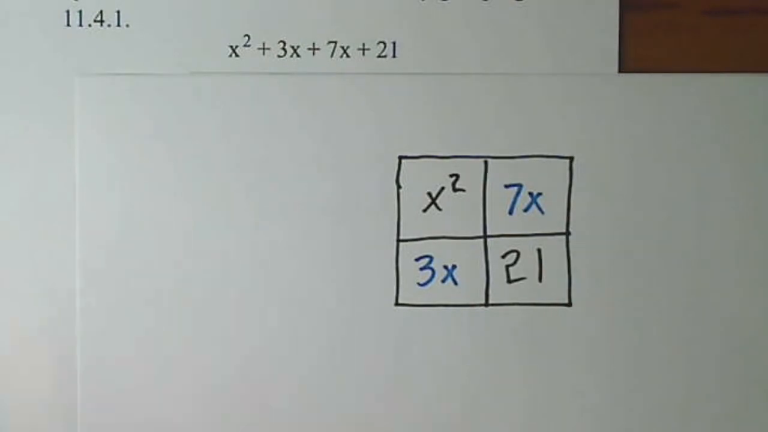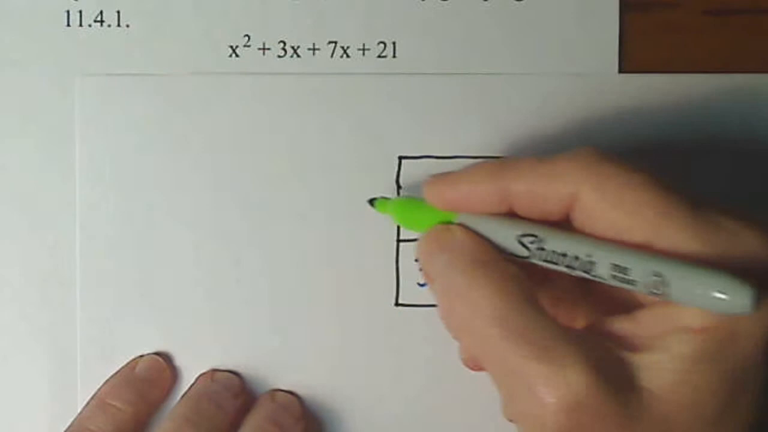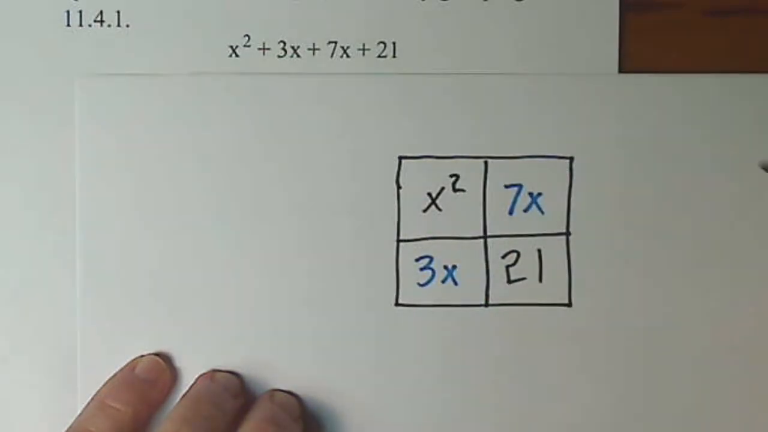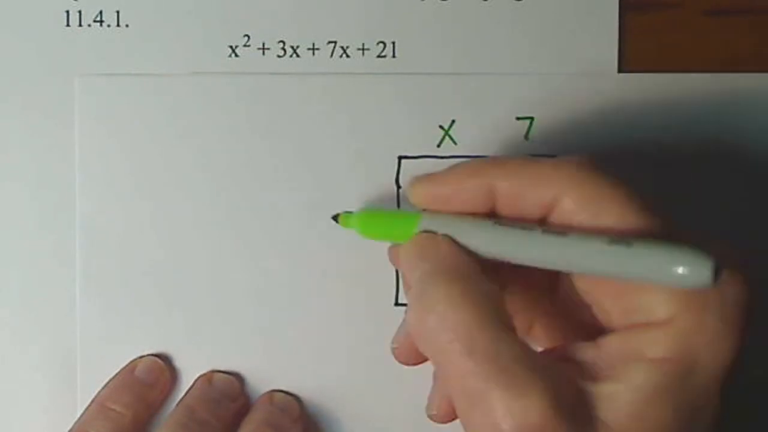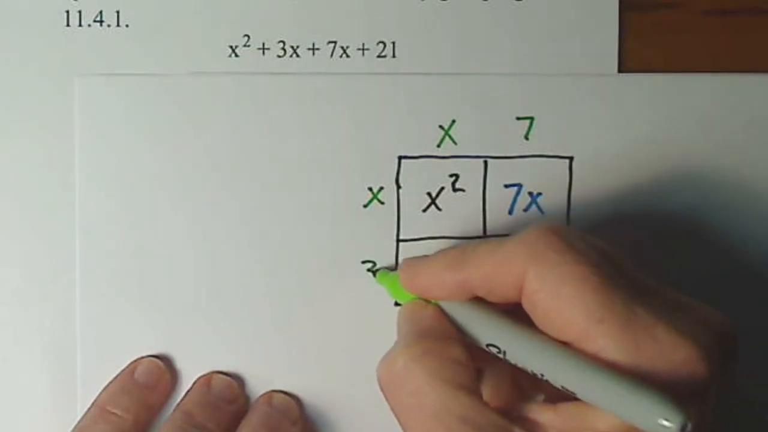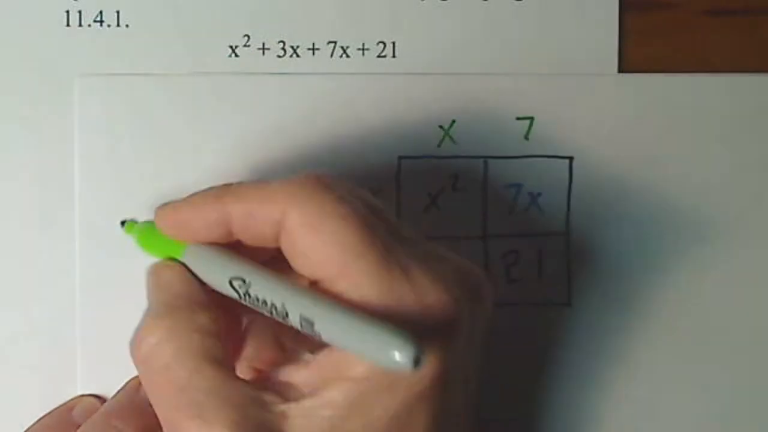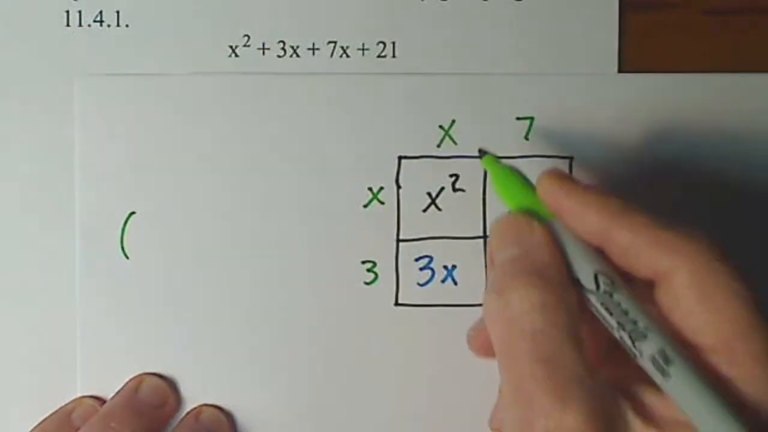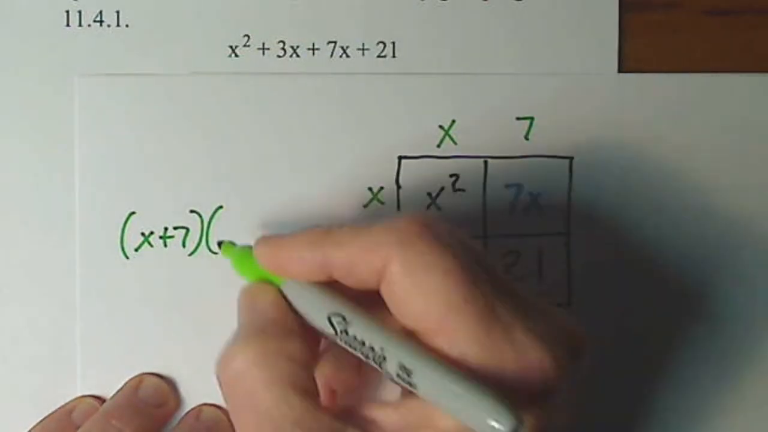And now you just look for the GCF going straight up, straight across, and straight across. Okay? So 7 would be the GCF there, x would be the GCF there, coming across, x once again, and coming across you would have a 3. So the factored form of this polynomial would be x plus 7 and x plus 3.